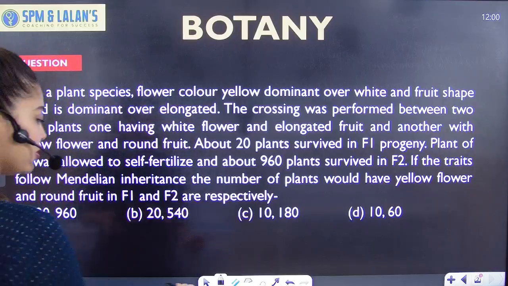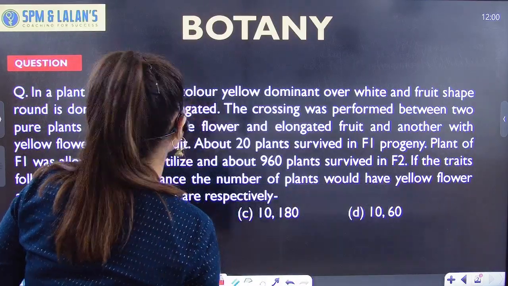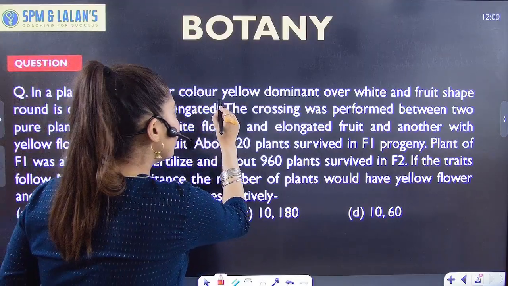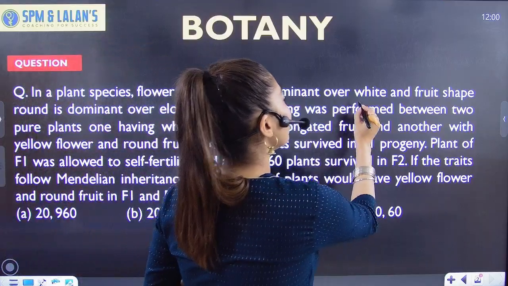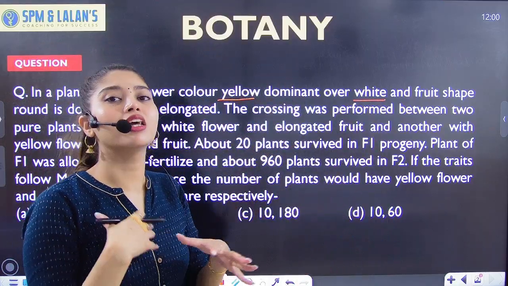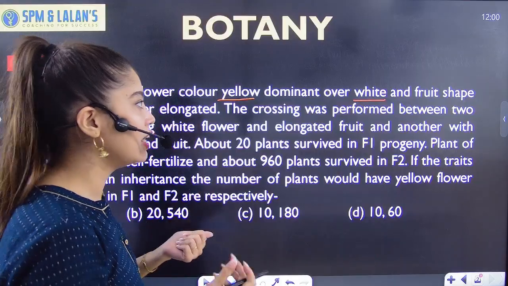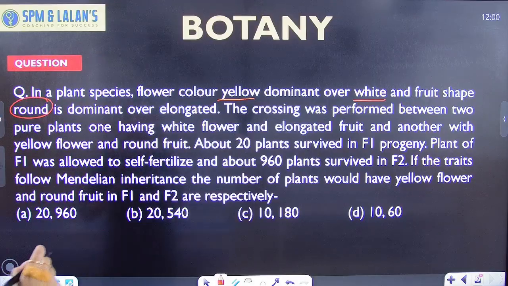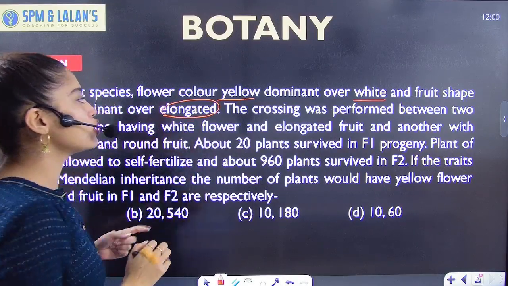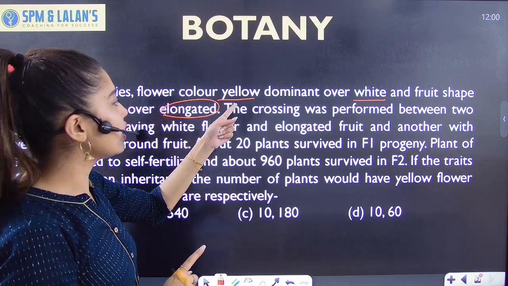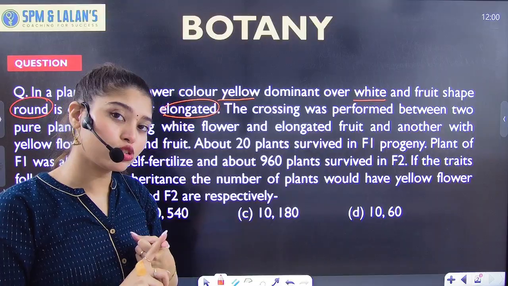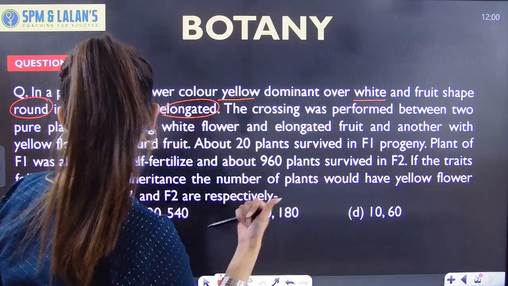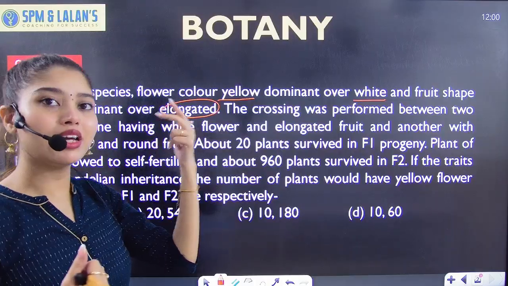So the question states that in a plant species, flower color yellow is dominant over white. It also states that fruit shape, that is round, is dominant over elongated. So there are two characteristics given: one is color and one is fruit shape. For color, yellow is dominant over white, and for shape, round is dominant over elongated.